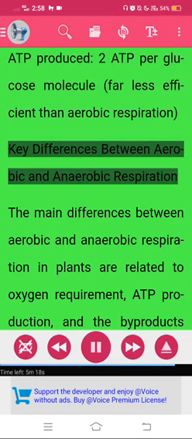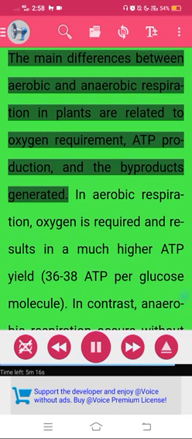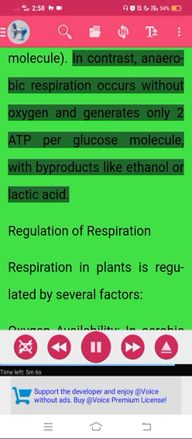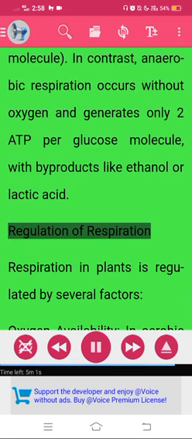Key differences between aerobic and anaerobic respiration. The main differences in plants are related to oxygen requirement, ATP production, and the byproducts generated. In aerobic respiration, oxygen is required and results in a much higher ATP yield, 36 to 38 ATP per glucose molecule. In contrast, anaerobic respiration occurs without oxygen and generates only 2 ATP per glucose molecule, with byproducts like ethanol or lactic acid.